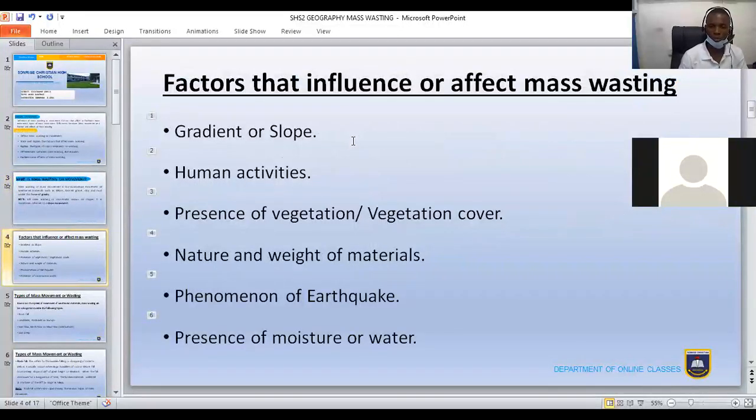Now, what are some of the factors that are likely to influence or affect mass wasting or mass movement? We shall look at a few factors that influence or affect mass wasting.